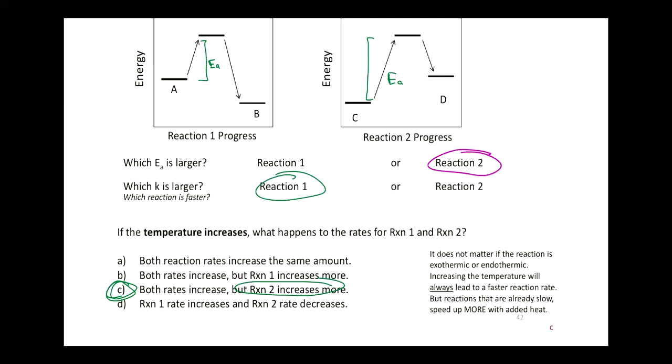Both of them get faster. Both of them become richer if you give them $1,000. But reaction 2, because it's already going slow, gets more out of it. So I think the correct answer is C, all right? So do not say that both reactions go faster the same amount.